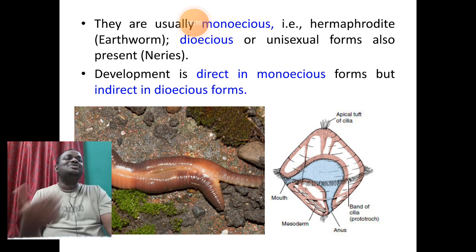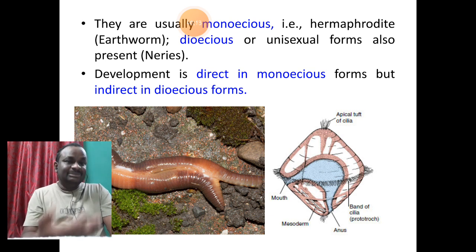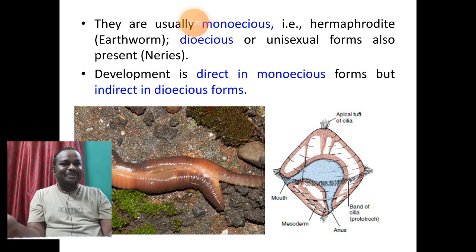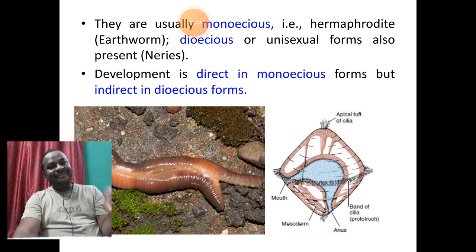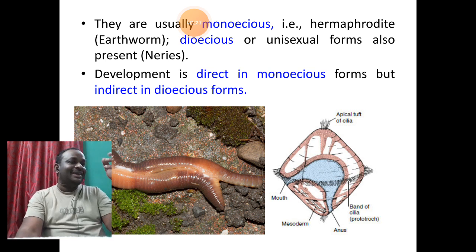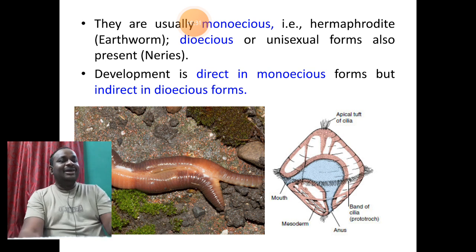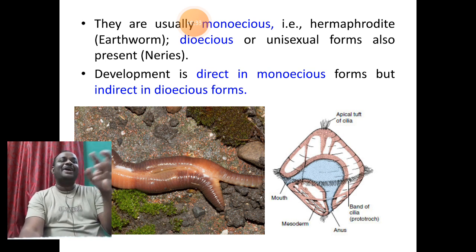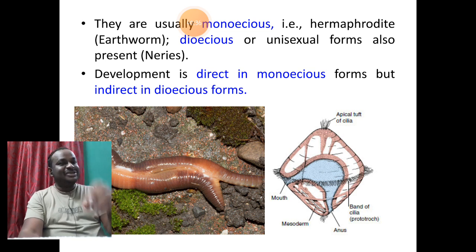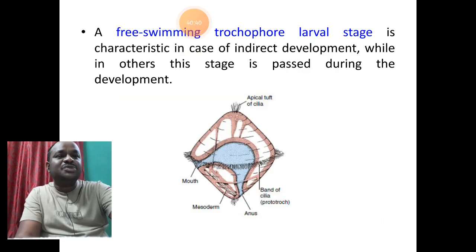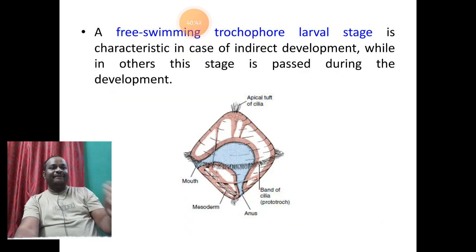Whereas the organisms which are monoecious, that is hermaphrodites, show direct development, which is something very peculiar. Generally, whenever the organisms are hermaphrodites, we would expect a larval stage. But here it is a different case: in dioecious forms, we find the larval stages, and in monoecious forms, we find direct development. And the larva of the organism is called what? It is called trochophore larva.